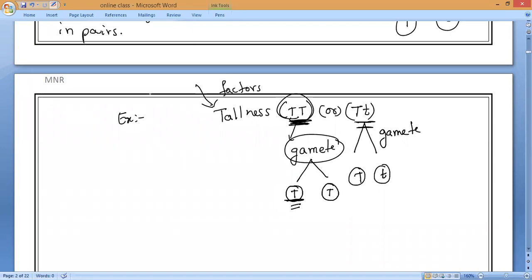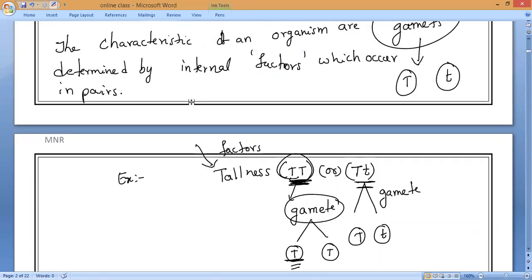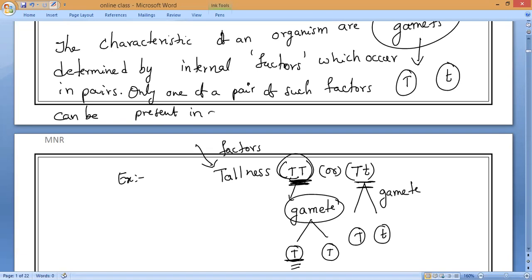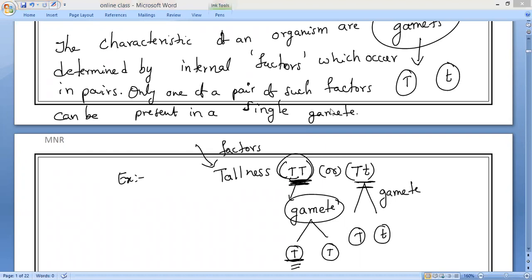That is only called the law of segregation. Are you clear now? Yes, that is it. So right, only one of a pair of such factors can be present in a single gamete. Is it okay, guys? You understand or not? That is only called the law of segregation, or we will say Mendel's first law of inheritance. Any doubt, anybody can ask. Girls? Aswita, understand? Aswita, Laksha? Yes, sir. No. So this is what it is.